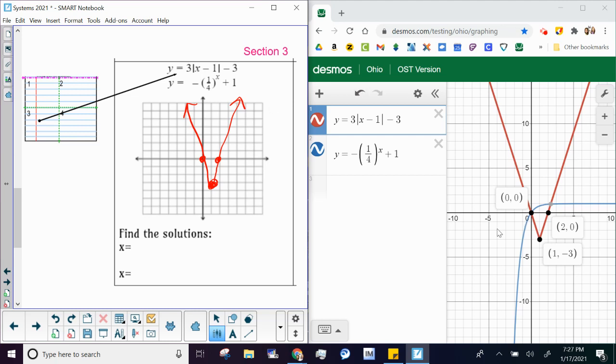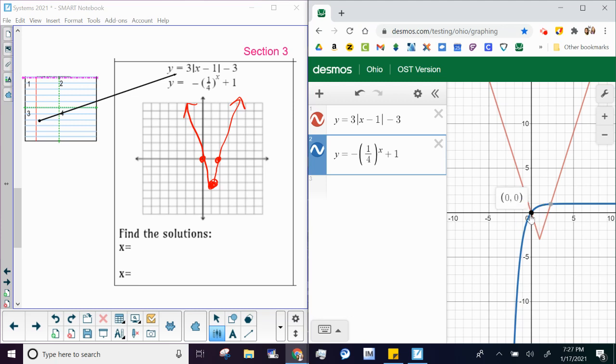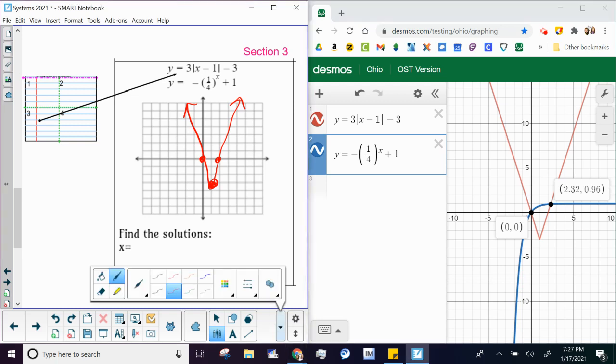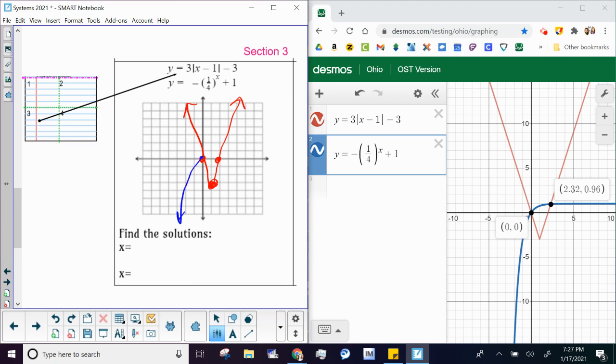And for this blue graph, I have this point, which is 0, 0, but that one's not nice. So I wonder if I have any nice points. And other than 0, 0, it doesn't really look like it. So I'm just going to draw the swoop with that 0, 0 point. I know it goes down from there and it goes up from here. Remember, these are just rough sketches.